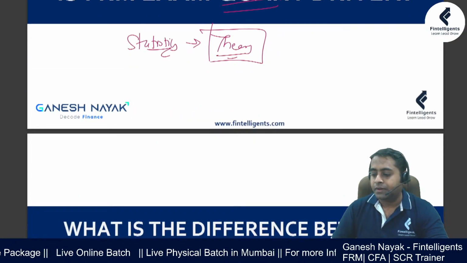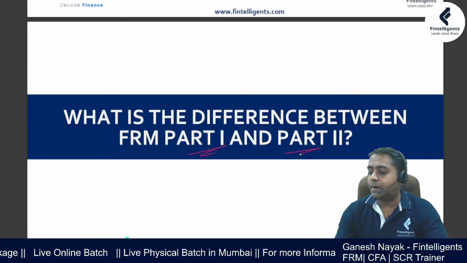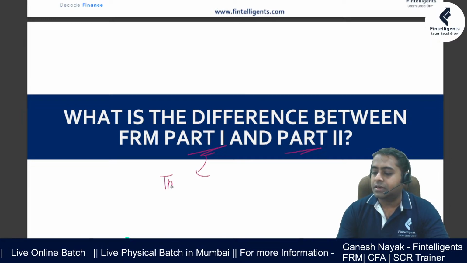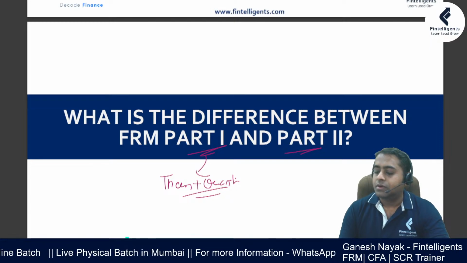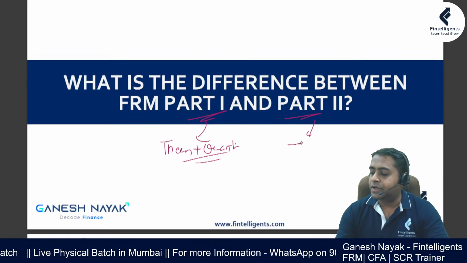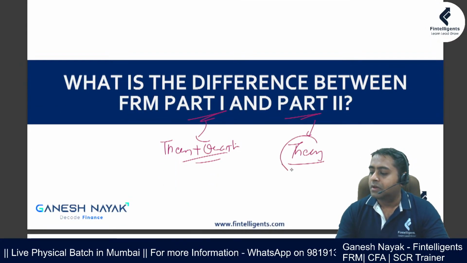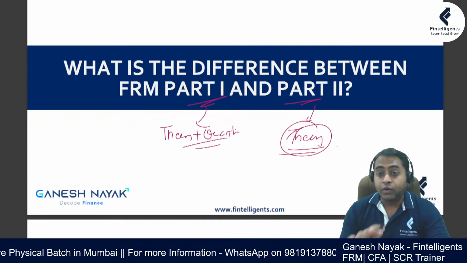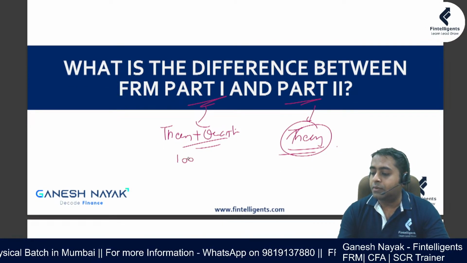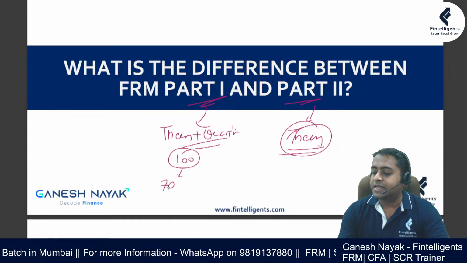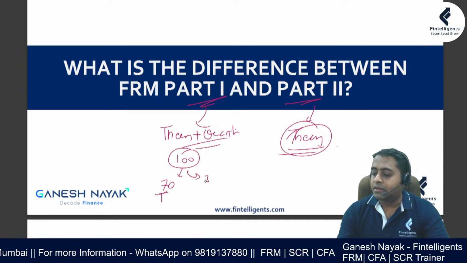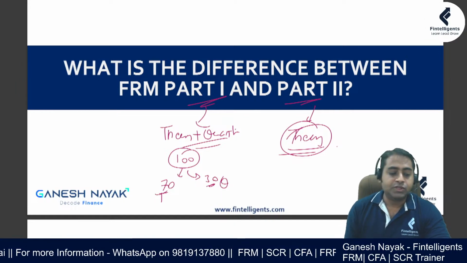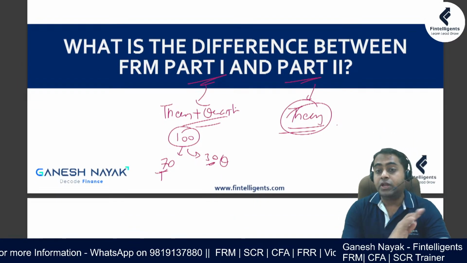What is the difference between part 1 and part 2? Part 1 is theory plus calculation, quants. But when you look at part 2, it is heavy theory. When you look at the overall exam, out of 100 questions in level 1, you will find 70 theory, roughly. It can be higher also, and 30 maximum calculation-based questions. That is what I've historically seen.